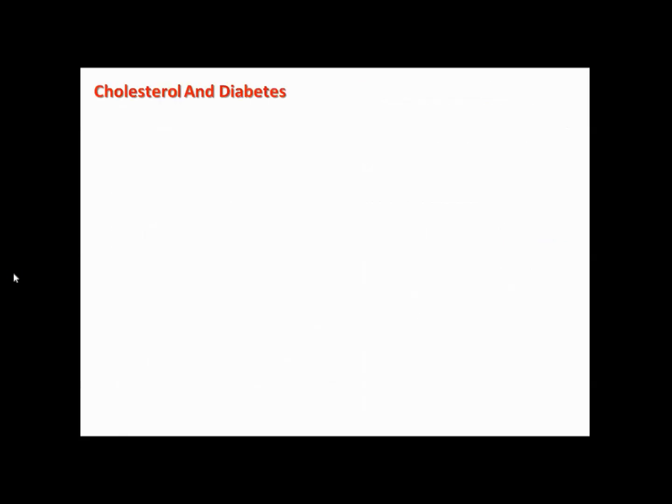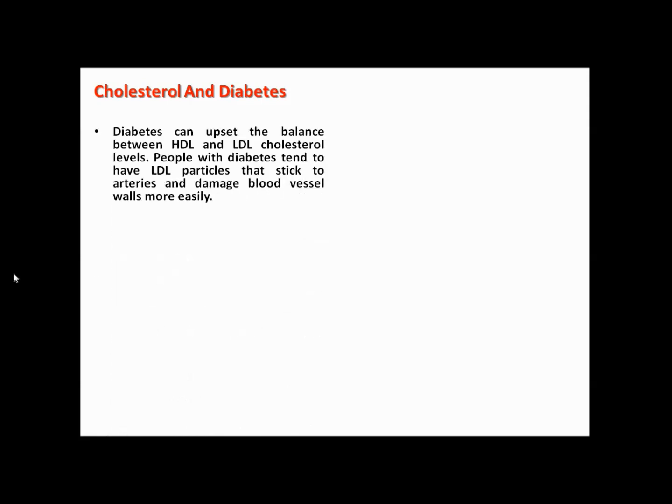The next part is cholesterol and diabetes. So how are they related? Basically, diabetes can upset the balance between HDL and LDL cholesterol levels, first of all, because HDL is a good cholesterol, whereas LDL is a bad cholesterol, right? So diabetes has a tendency to imbalance the ratio between HDL and LDL, and people with diabetes tend to have LDL particles.